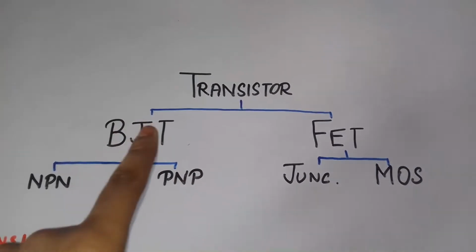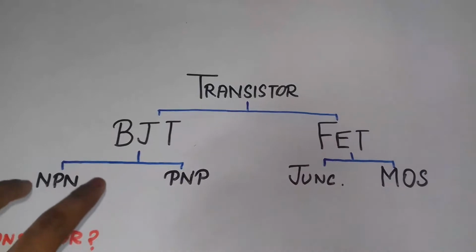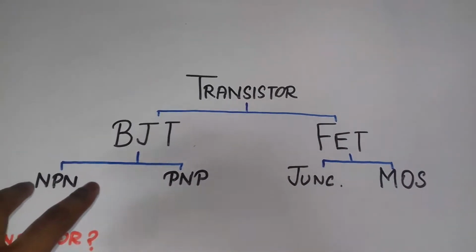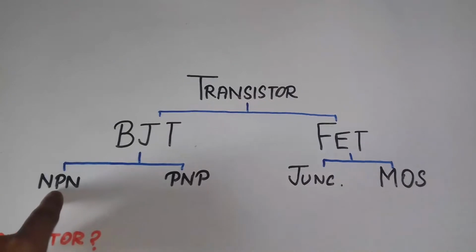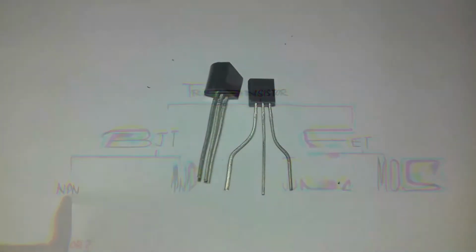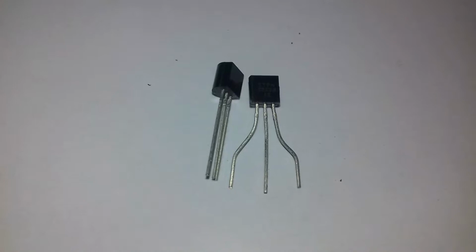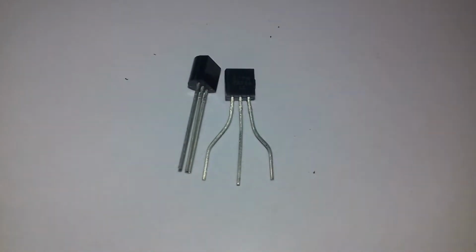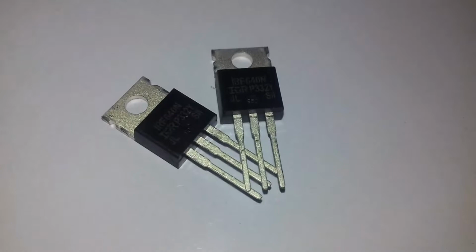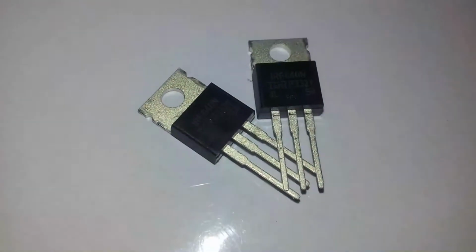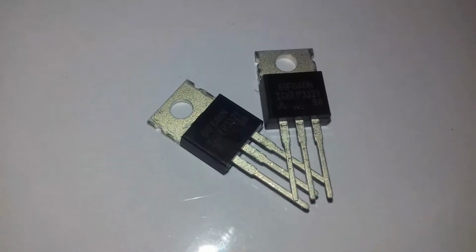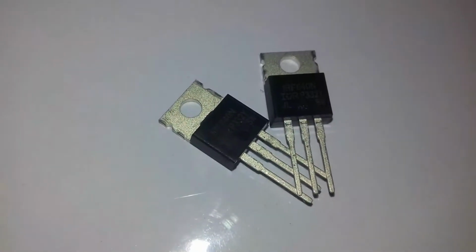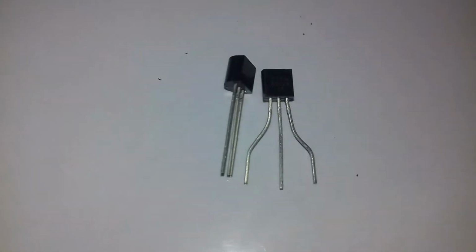Today I will discuss the BJT, and in BJT I will show the practical by using this NPN transistor. So okay, let's go to the theory. At first, let's take a look at how they actually look. So this is a BJT, the bipolar junction transistor of NPN type, and they are the MOSFETs. You can see here the IRF 640N type MOSFET, that is an N-channel MOSFET. I will discuss these MOSFETs in some later videos. Today our discussion will be centered on these NPN transistors.